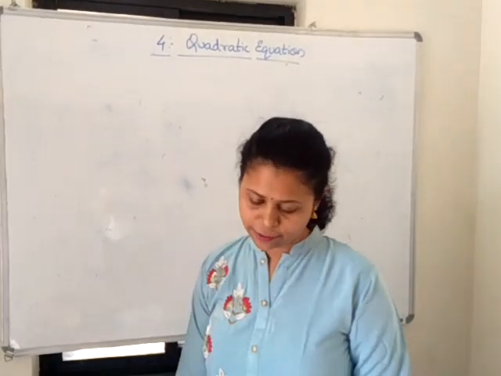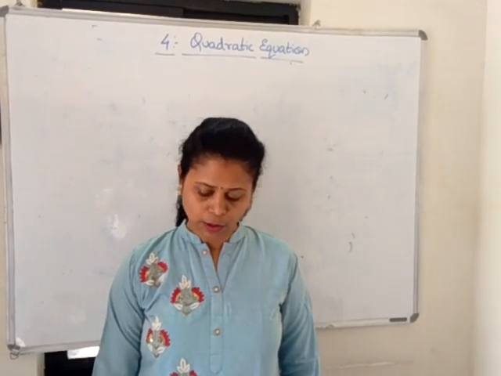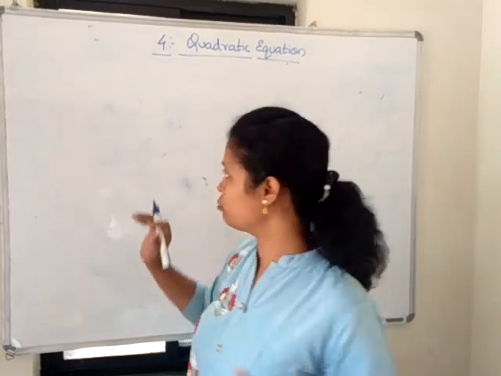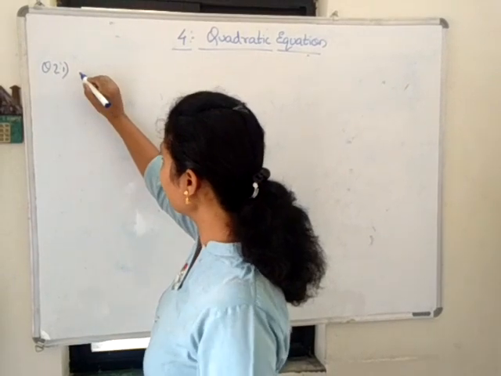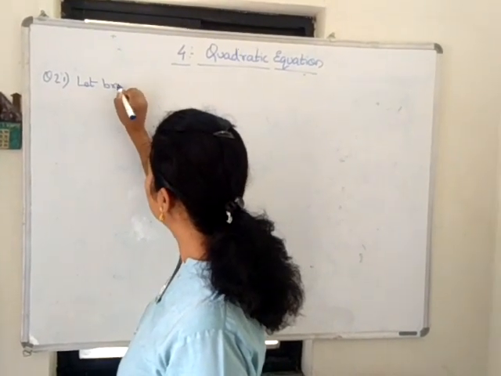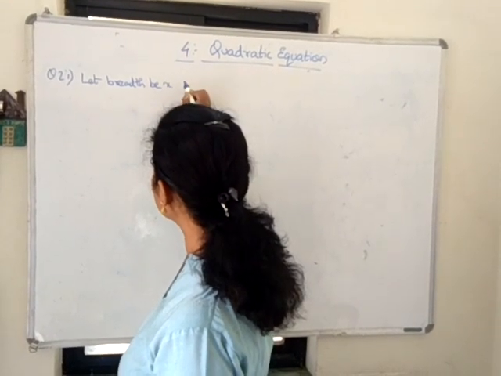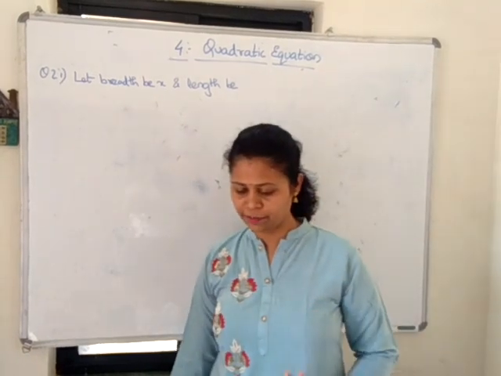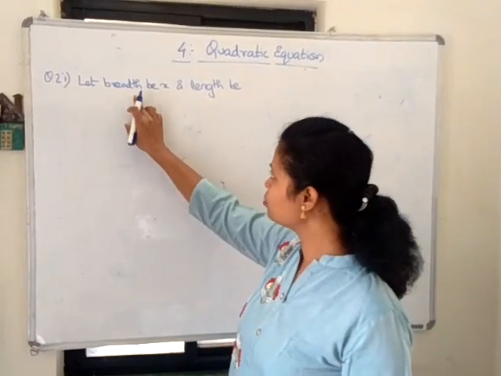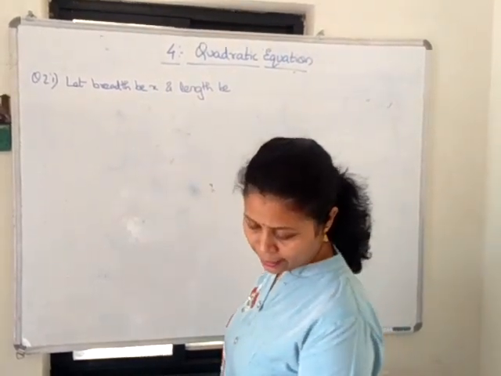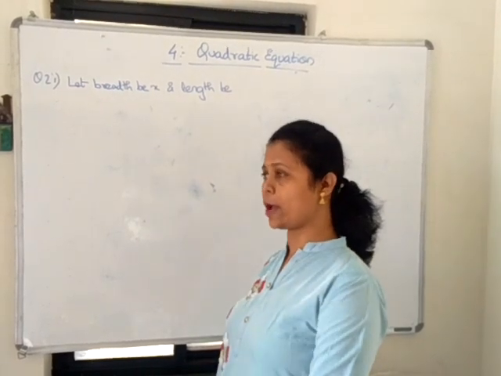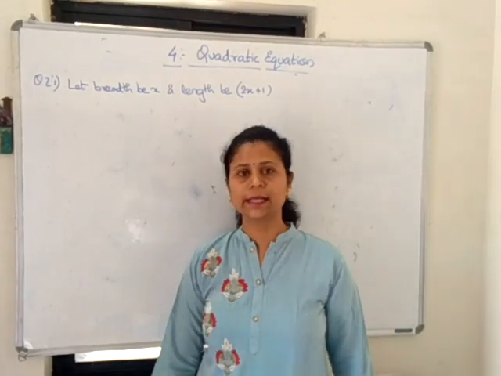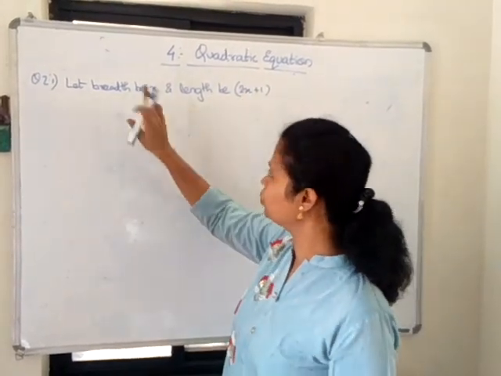The area of a rectangular plot is 528 meters square. The length of the plot is 1 more than twice its breadth. Means length is more than breadth. This is what we have understood. So question 2, first one, let breadth be x and length be... What we have decided, the small one we will take as x. We have seen that the length of the plot is 1 more than twice the breadth. So if breadth is x, then length is 2x plus 1. This is the length. You can go vice versa also.